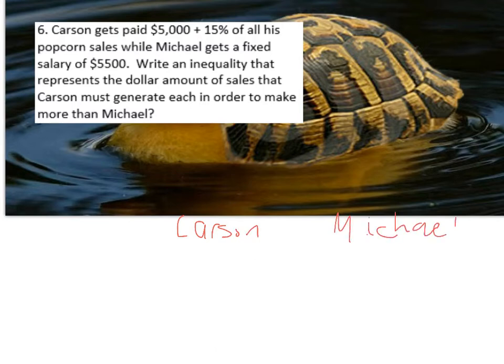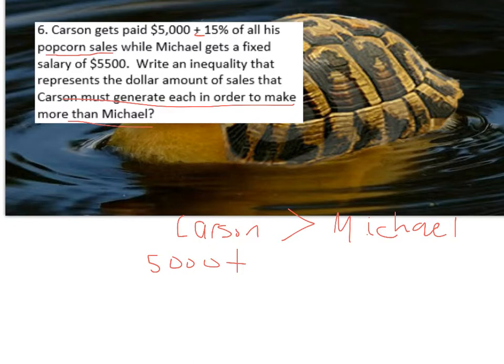And ultimately, we want an inequality that represents the dollar amount of sales that Carson must generate in order to make more than Michael. So we want Carson to make more than Michael. So it's going to be Carson is greater than Michael. So on the left here we have Carson gets paid $5,000 plus, that's a very clear key that we're going to do $5,000 plus 15% of all his popcorn sales. Okay, so be careful that this is not telling you that it's 15% of 5,000. Carson gets 5,000. The 15% is of his sales, which we don't know.